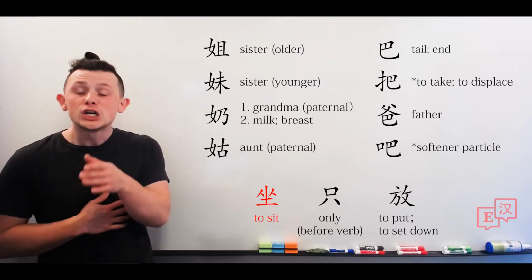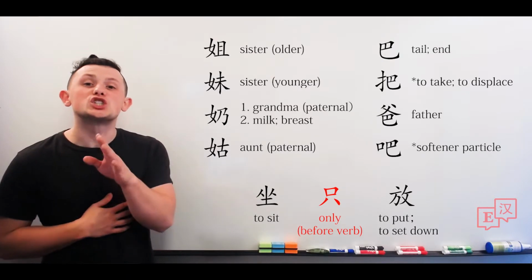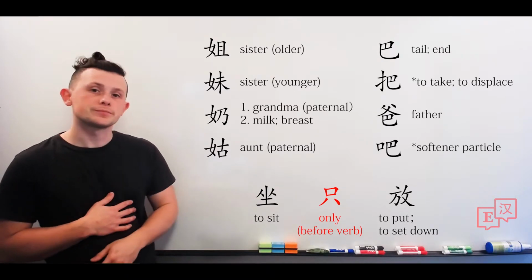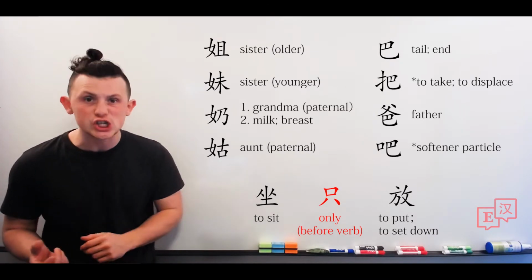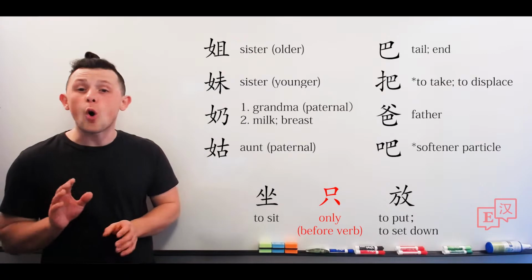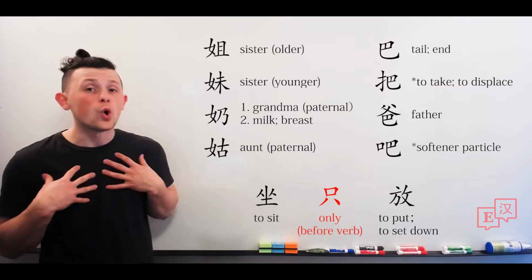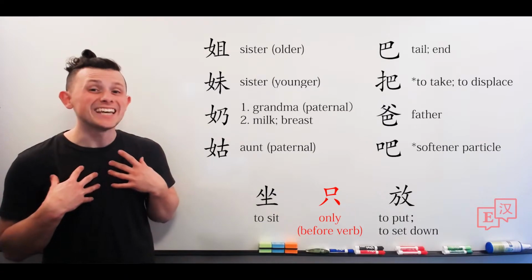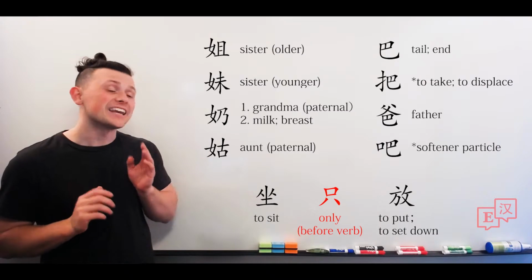Next, 只. Kind of like shi mixed with ja. This character means only. I only have one sister. 我只有一个妹妹.